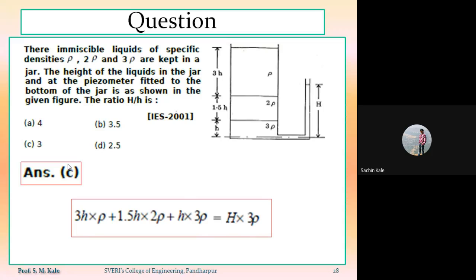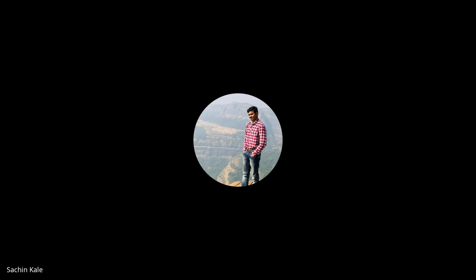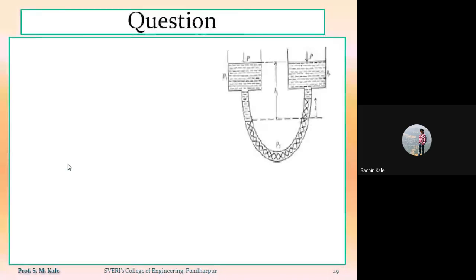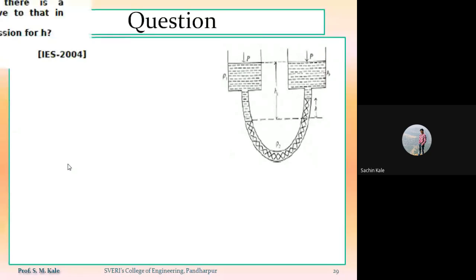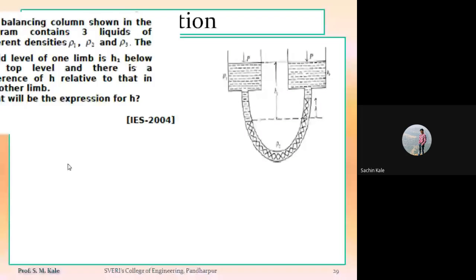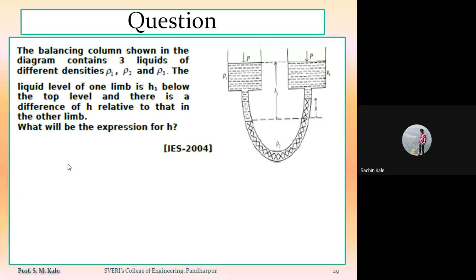Now next question, this is also an interesting one. The balancing column shown in the diagram contains 3 liquids of different density, rho 1, rho 2 and rho 3. The liquid level of one limb is H1.